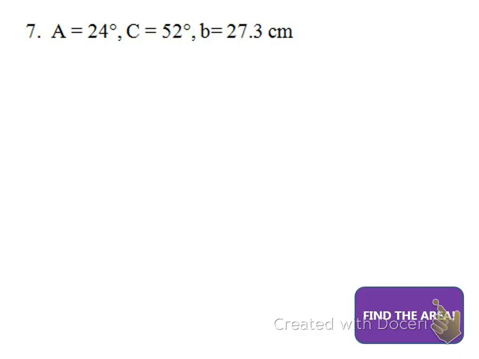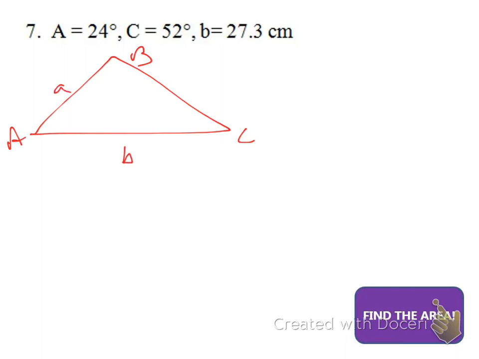All right, so if we sketch a quick triangle, so A, B, C, this is side B, this is side A, this is side C. Well, we've been given angle A, which is 24 degrees. We've been given angle C, which is 52 degrees. We've been given side B, and that's it. That means that we need to either come up with side C or side A, right? We're missing a side.